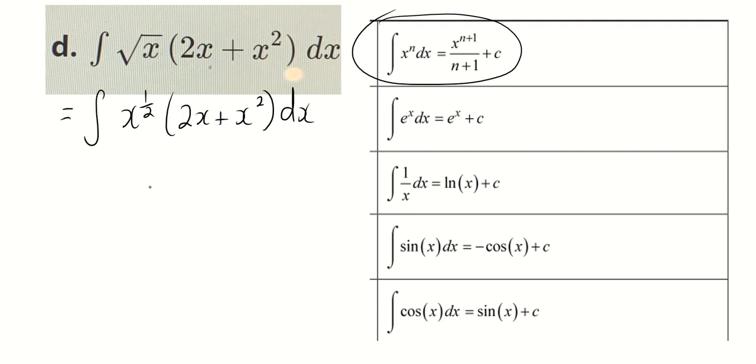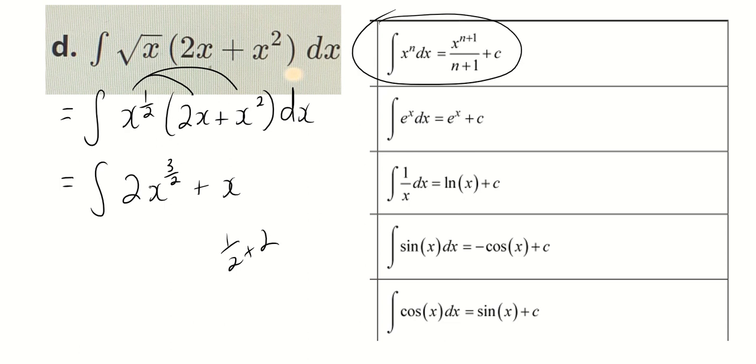Now I'm going to expand these using distributive law. So multiplying these two, I'll end up with 2x to the power 3 on 2. You can think about how that happened. Power of a half plus, there's no power there, so it's really a power 1. And then do the same thing to this one. So plus x to the power, well, a half plus 2 is really a half plus 4 on 2, so that gives me 5 on 2 as my power.